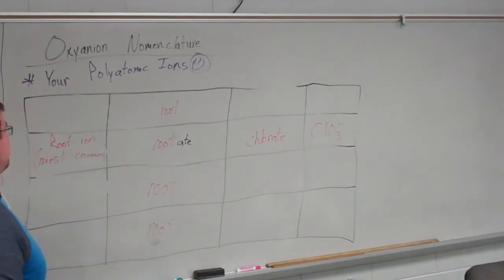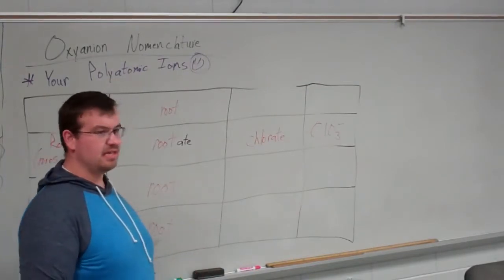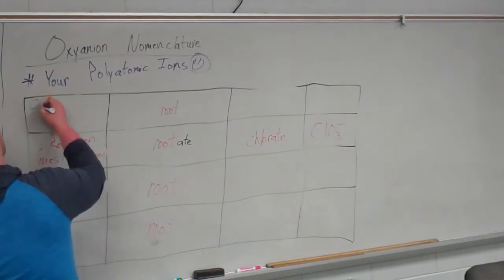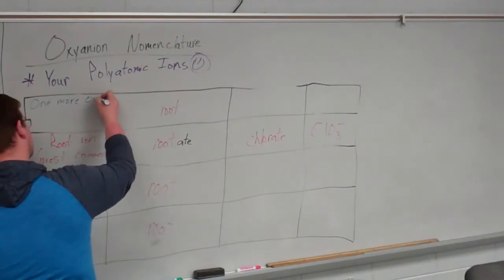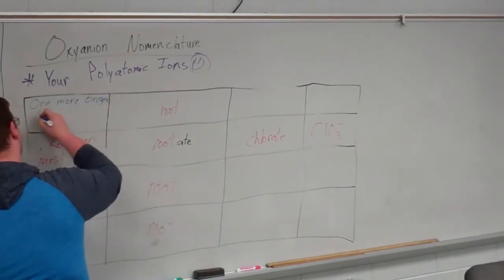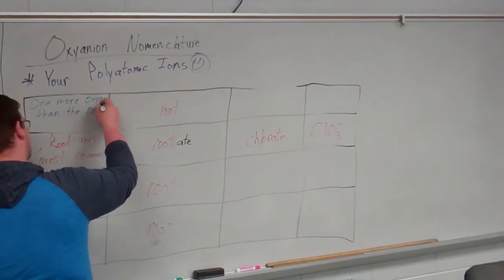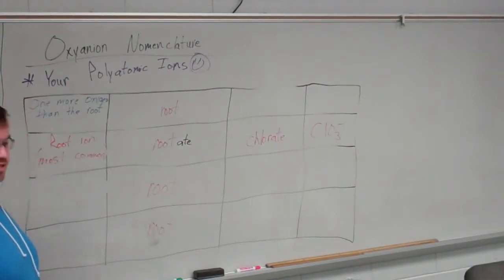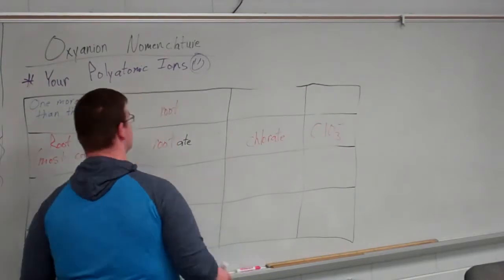Moving out from the root, it's all based off adding or taking away oxygens. It's that simple. So with this top one, let's say you have one more oxygen than the root. Then things are going to change now. You're still going to have the same ending on it. So you're still going to have the ate.